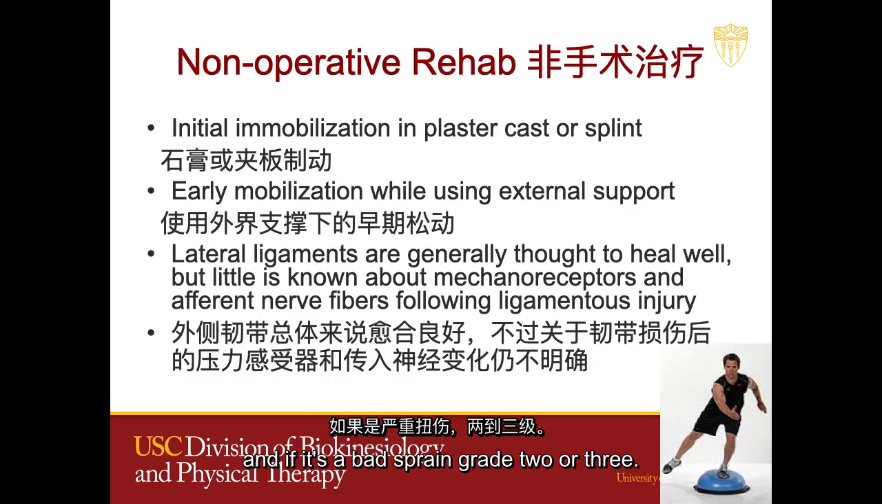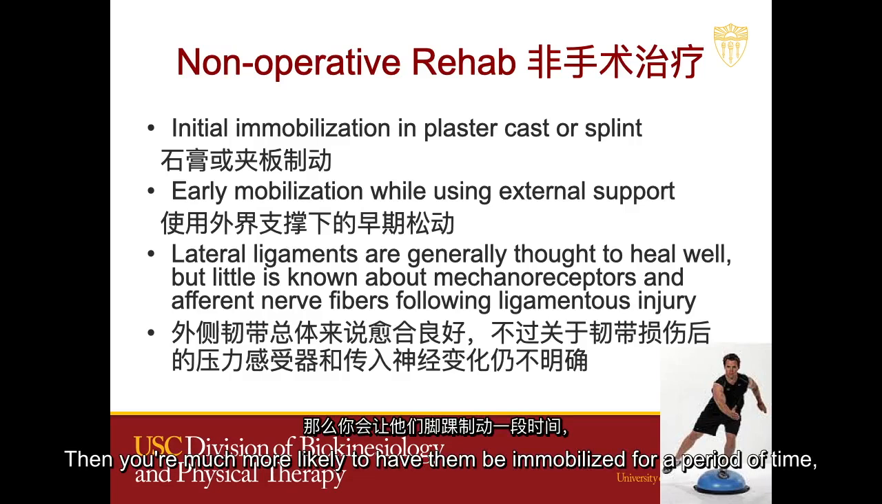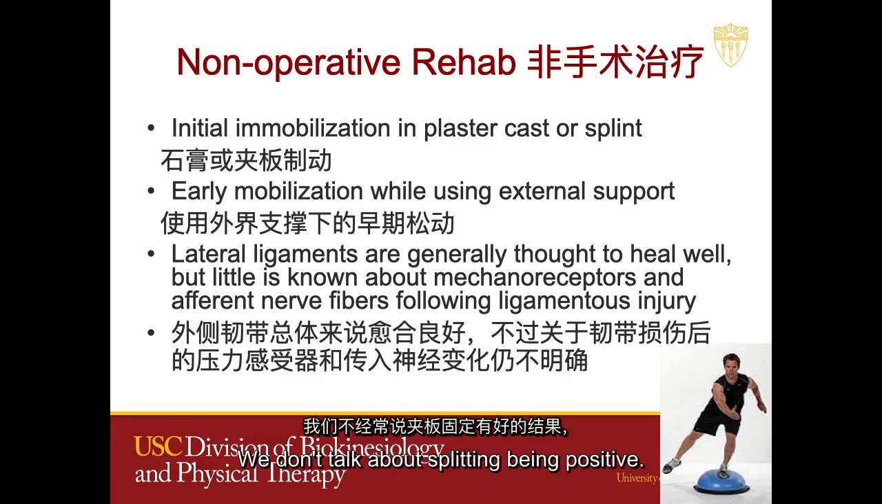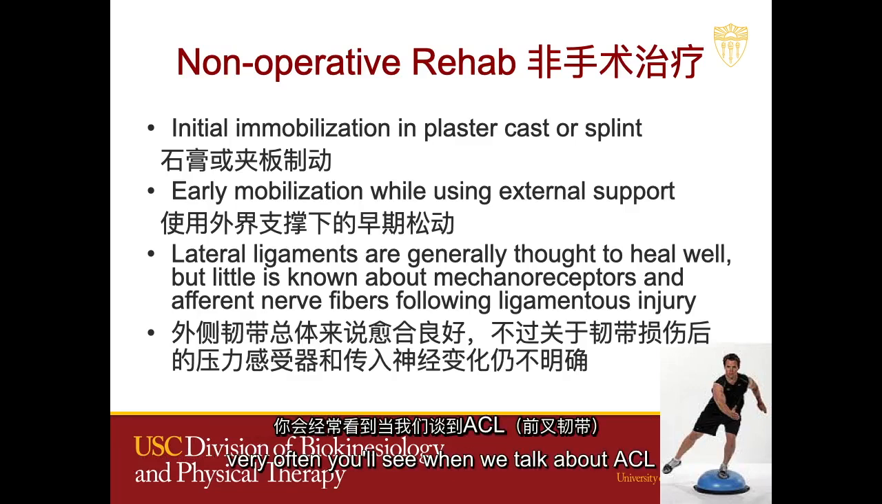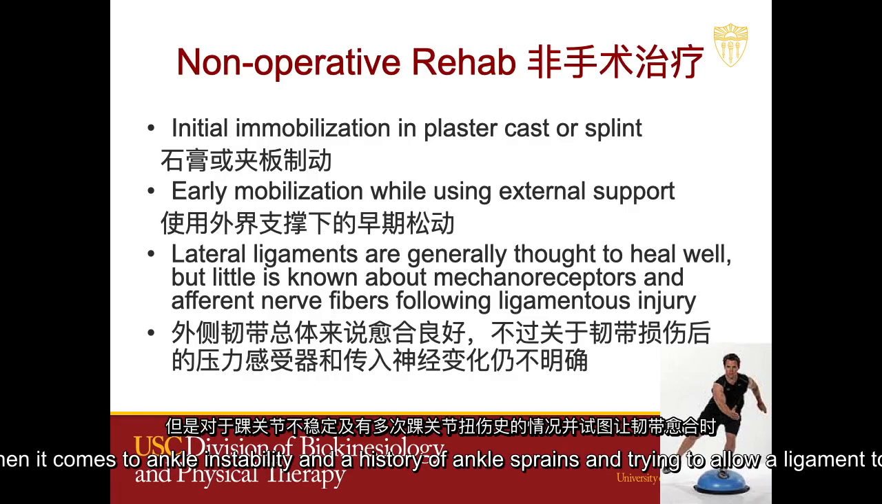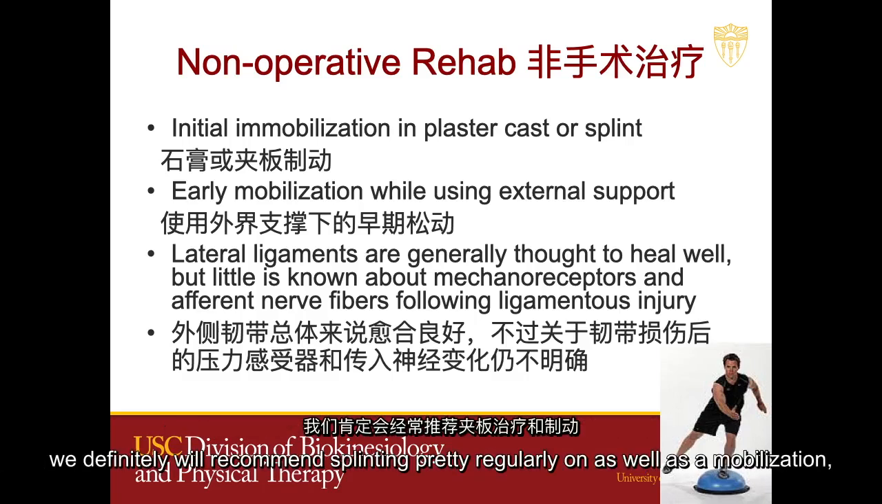And if it's a bad enough sprain, grade 2 or 3, then you're much more likely to have them immobilized for a period of time. And you're going to see that splinting with these patients is actually a good piece of treatment. We don't talk about splinting being positive very often. You'll see when we talk about ACL in the next presentation that splinting is not necessarily recommended. But when it comes to ankle instability and history of ankle sprains and trying to allow a ligament to heal, we definitely will recommend splinting pretty regularly, as well as immobilization.